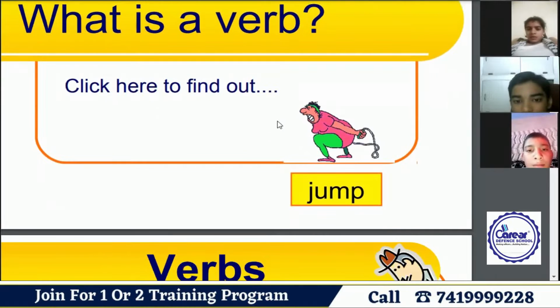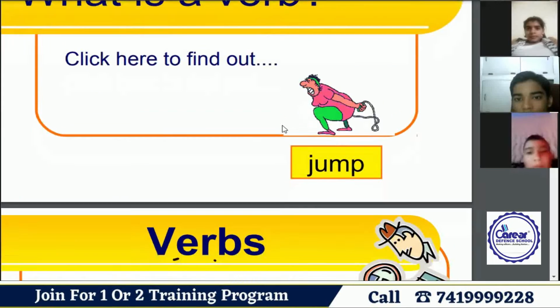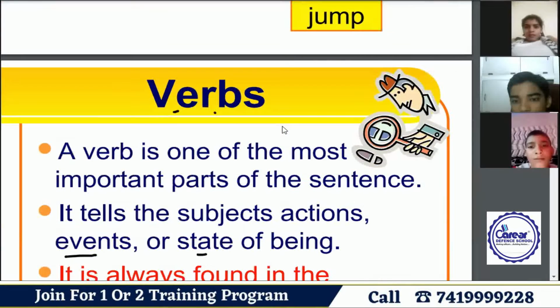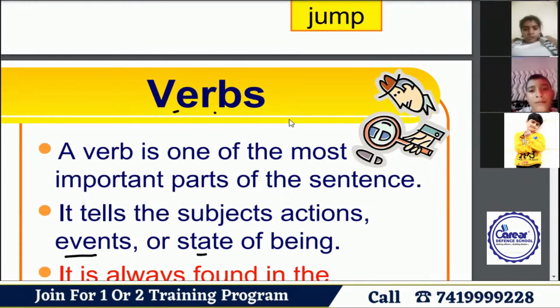Jumping, eating, dancing. You must have done these in pre-junior classes, right? Verbs. A verb is one of the most important parts of the sentence. Why so? Because no sentence can be made without a verb.